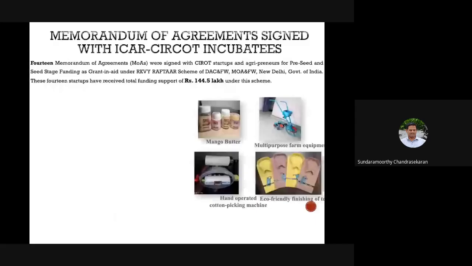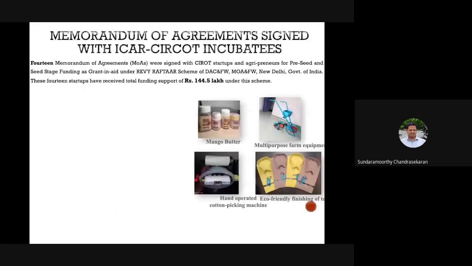In the recent achievements, around 14 incubators were registered on the RKVY ABA. They were able to get funding of almost 144 lakhs to develop their enterprise. So now our area has broadened beyond cotton production and textiles into basic agriculture and even beyond that. Some of the products developed are mango butter from the mango seed, multi-purpose farm equipment which can be operated manually without much effort, a hand-operated cotton seed picker, and natural dyes from fruit residues, especially pomegranate residues, which give color for shirts.